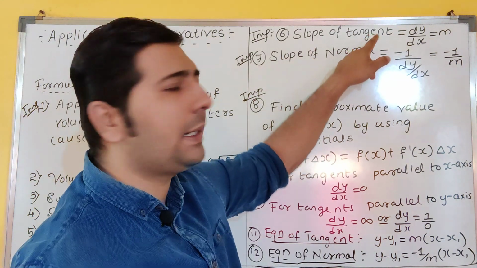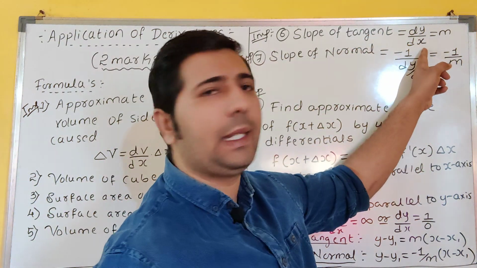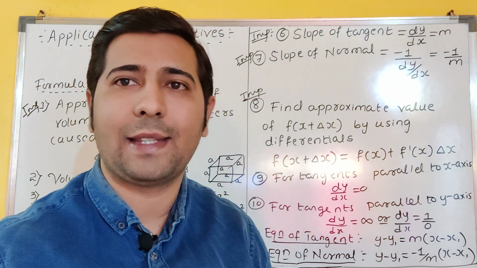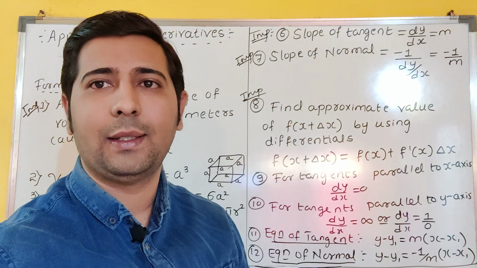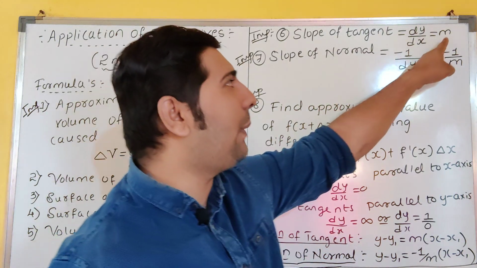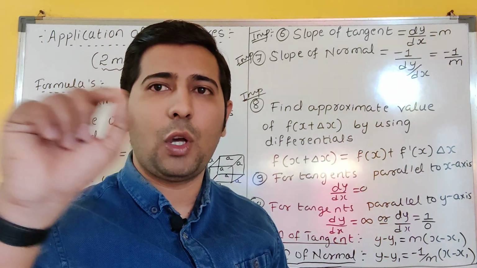So slope of tangent. Slope of tangent is dy by dx, dear students. Don't get confused. He will ask to find the slope of the tangent. Some function he will give, y is equal to x square minus 2x. So that time you have to find dy by dx. Clear? That dy by dx is only called as m, dear students, small m.